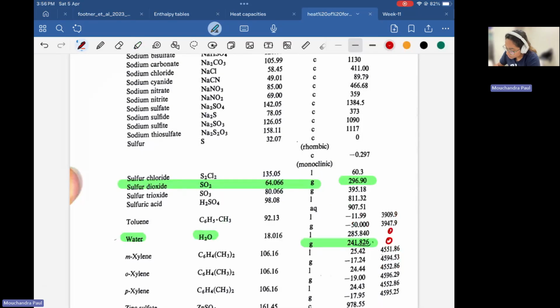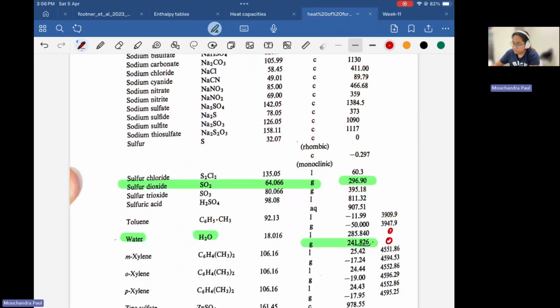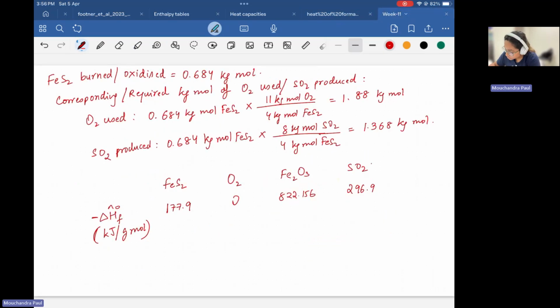So it is 296.9, right? So it is in gas form. For convenience, let's write this as a state for which we have taken these values. So we have the heat of formations with us.